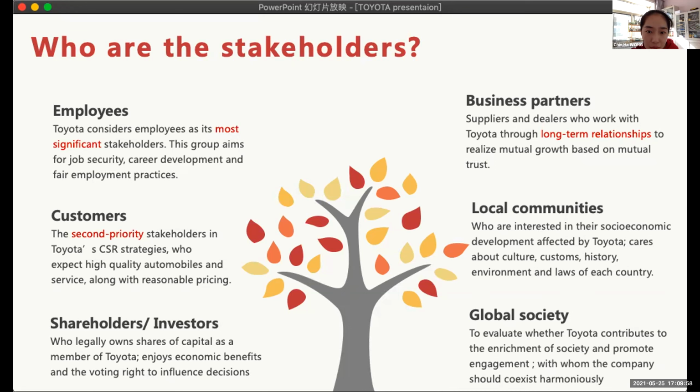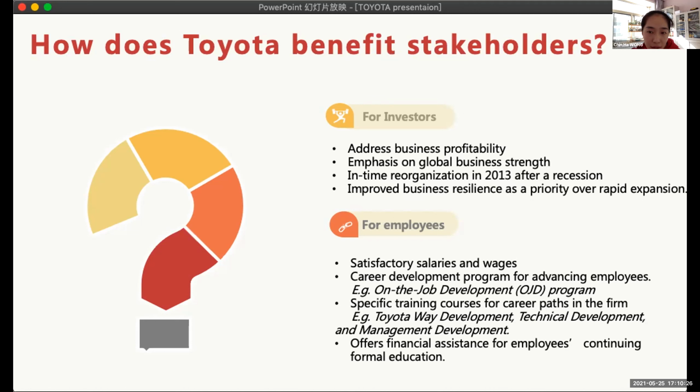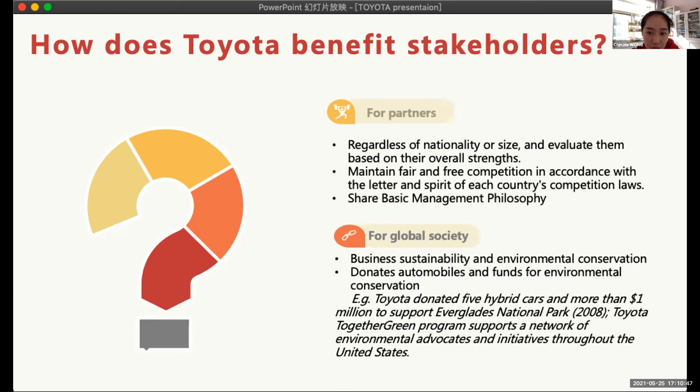Improved business resilience over rapid expansion is a guarantee for investors. For employees, besides reasonable wages, programs like on-the-job training and courses on management and techniques can help them in their career paths. Customers' benefit could be achieved by Toyota's products with high quality and innovation, which I will go through later. Social programs about education and support show responsibility towards communities. For partners, fair and free competition is a key point to maintain Toyota's management. In addition, huge donations and environmental conservation are a sign of global benefits.